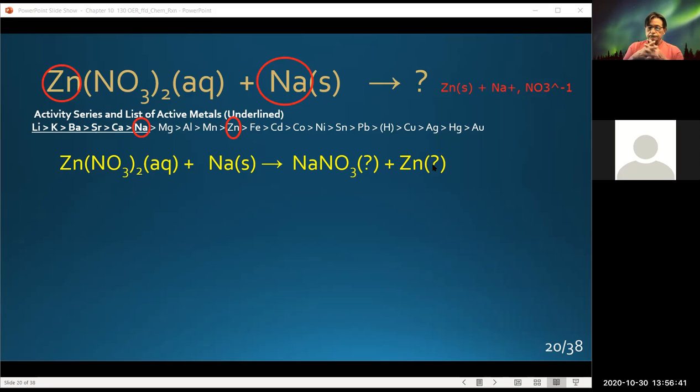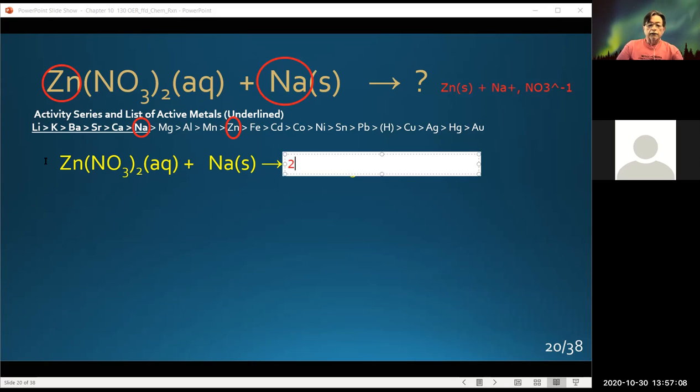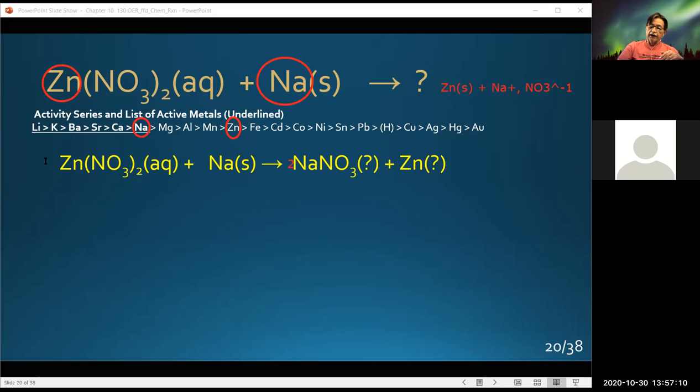Now, how do I balance this out? Well, here, follow the polyatomic ions. Okay, so I can see that I started off with 2 polyatomic ions, nitrate ions, to begin with. I ended up with 1. And so I can very quickly put a 2 in front of sodium nitrate. Okay, that takes care of my nitrates.